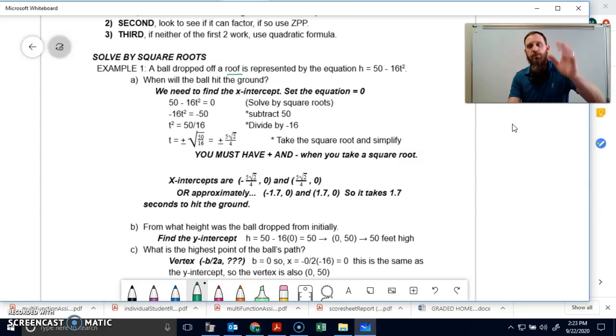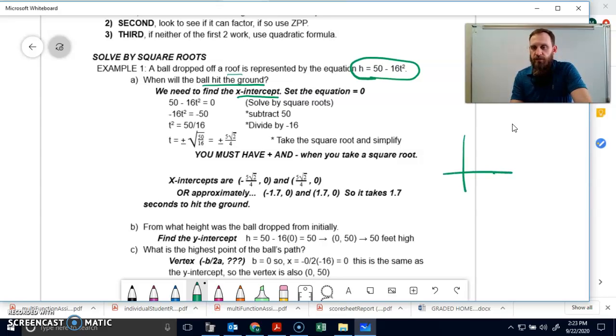It's not being shot up into the air. It's just I'm holding it, I'm on a roof, boop, drop it. This is the equation for the path of that ball. When will the ball hit the ground? So first of all, when the ball hits the ground is an x-intercept. We've talked about that before. When it hits here, this x-intercept represents something coming down and hitting it because the height is 0. So think about what h is. H is height. If the height's 0, that's where it's hitting the ground.